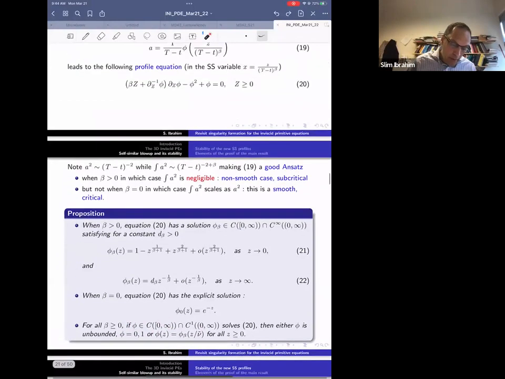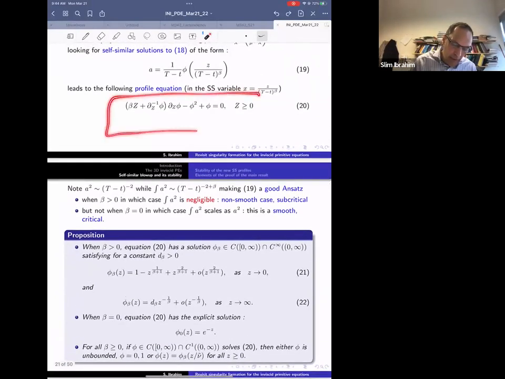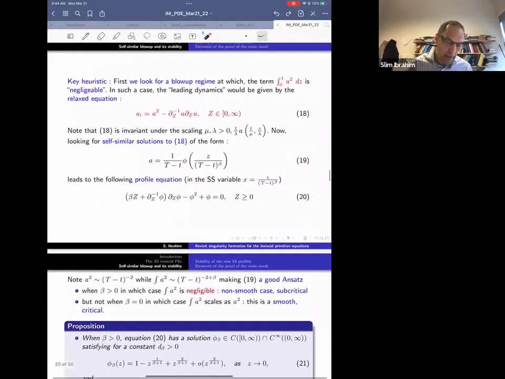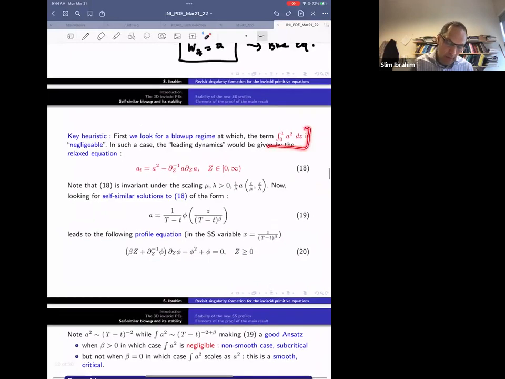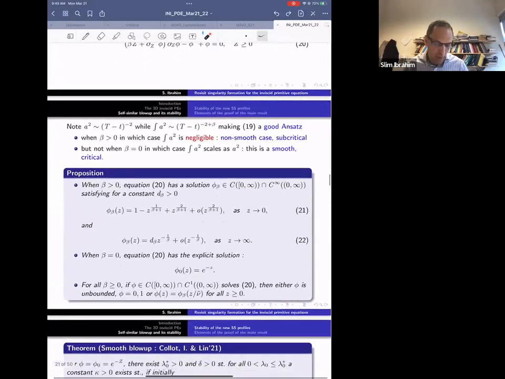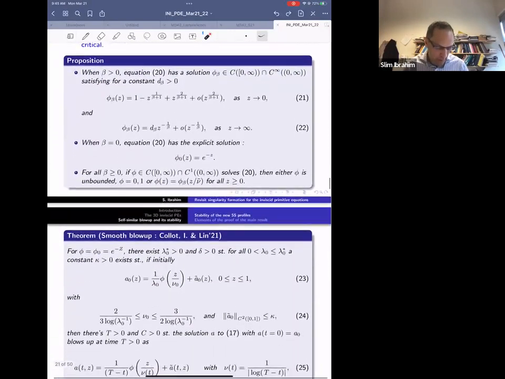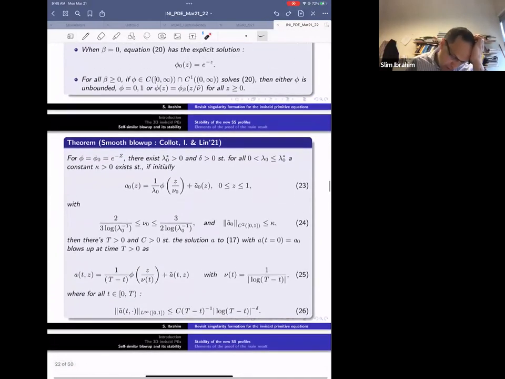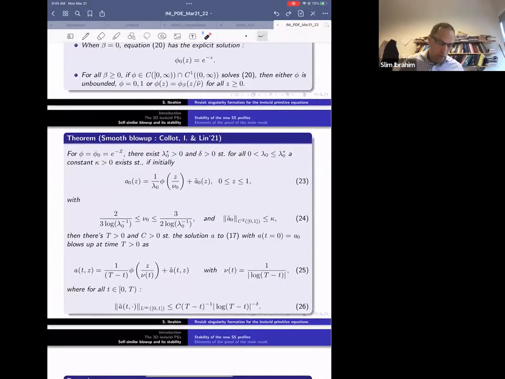So now we have constructed profiles. Now, what are we going to do with these profiles? We need to make this heuristic work, and then we need to show the stability, right? But at least this is a very good starting point. So these are the two main results, with Charles Collot and Chuan Li.